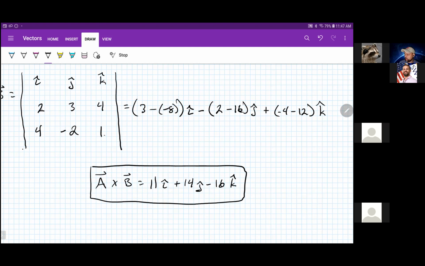I have a question, sir. For question 4. Go for it. About question 4, what is the angle between A and B? How can I find the angle? I just did a problem like that. We did a problem like that at the beginning of the class. Exactly like that.